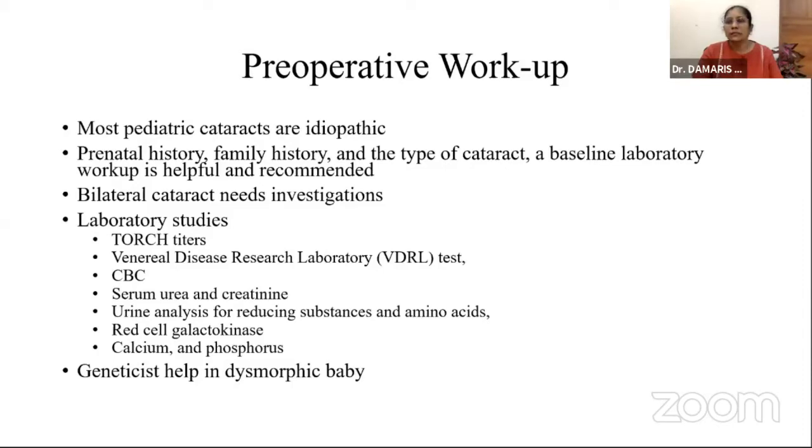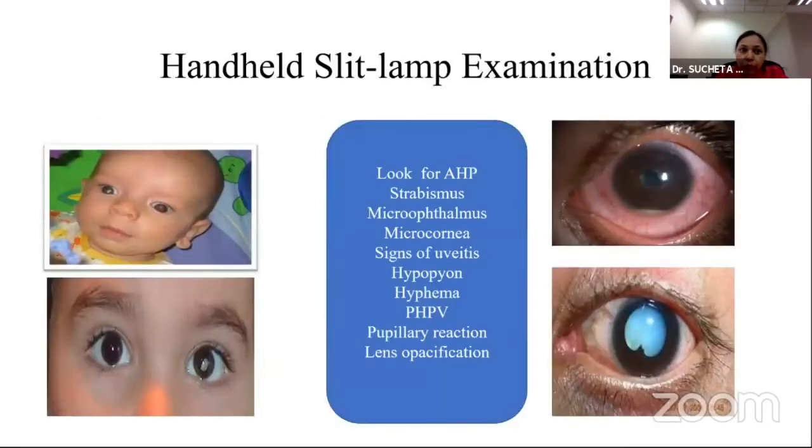But bilateral cataract needs investigations in the form of a TORCH profile, a CBC, and serum urea creatinine. If needed, you also have to ask for urine analysis for reducing sugars, galactokinase, calcium, or phosphorus. And if you are seeing a dysmorphic baby, then you have to have the geneticist work it up for you.